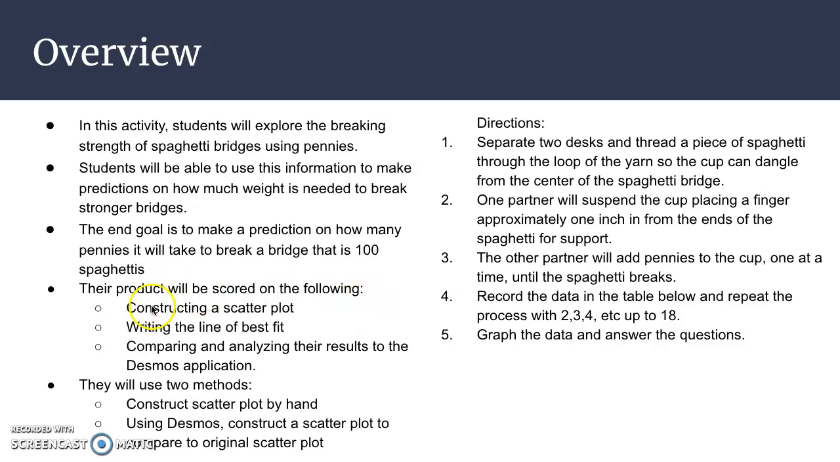So what I had them do is they're going to do the following. They're going to construct a scatter plot. They write the line of best fit, and then they compare and analyze their results to something called the Desmos application, which is just a fancy application of allowing students to kind of see a visual representation of slope, intercept, and their scatter plot. So they're going to do two methods.